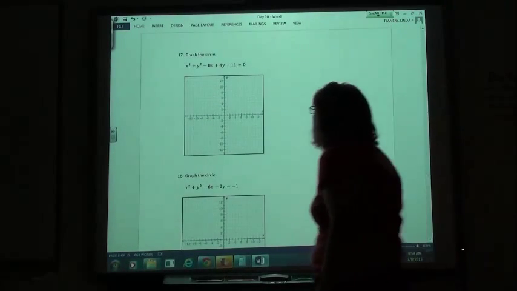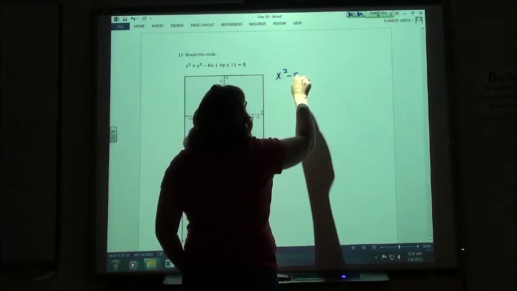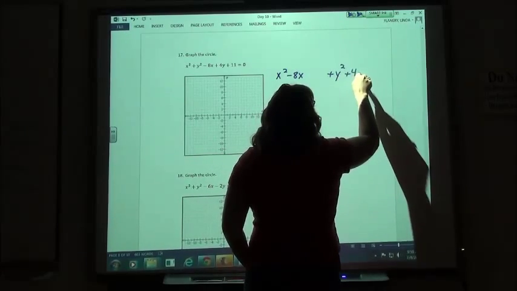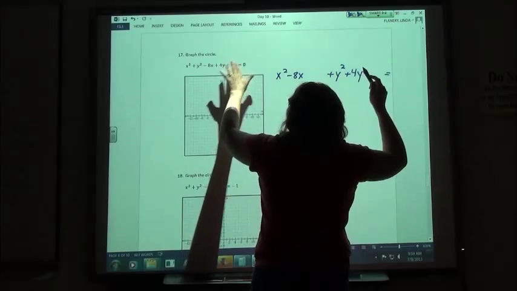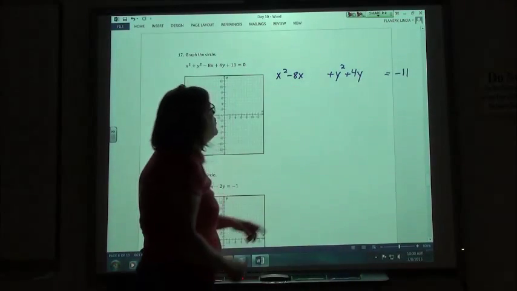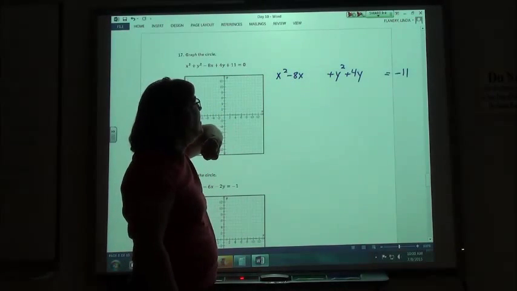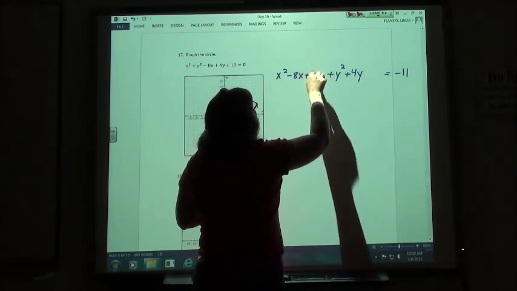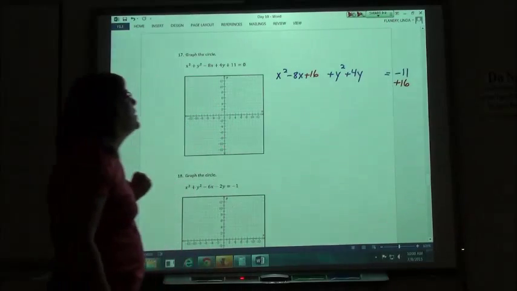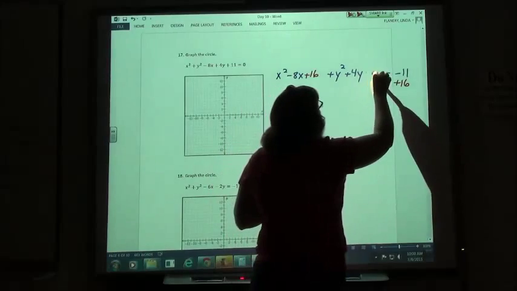So number 17, if I'm going to do that circle, again I want it in standard form, so x squared minus 8x plus y squared plus 4y equals, that's going to move to the other side, so negative 11. I'm then going to complete my square. Half of negative 8 is negative 4. A negative 4 squared is a positive 16. When I square something, it's always going to end up being a positive, so I'm always going to add something. On my y's, half of 4 is 2. 2 squared is 4.